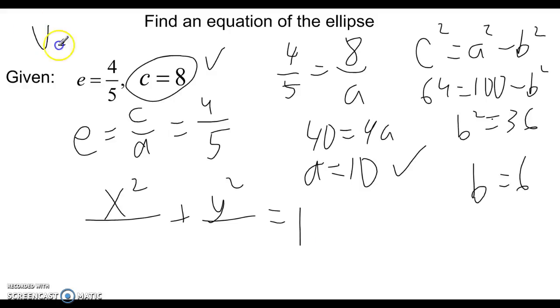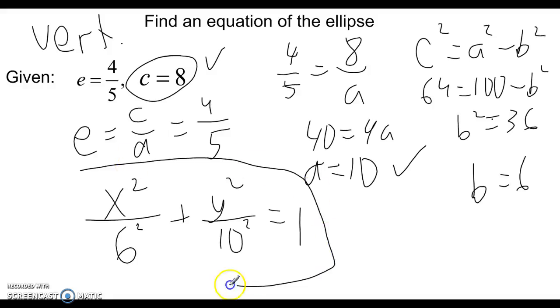Let's say this was a vertical ellipse. If it was vertical, that means the larger number, a, is 10, so 10 squared goes underneath there, or 100. 6 squared would go here for b. And that would be the equation for the vertical ellipse. It didn't tell us enough information, so it would have to tell us, hey, this is vertical, or hey, this is horizontal, and then we'd be able to solve that. That's the end of the lesson.